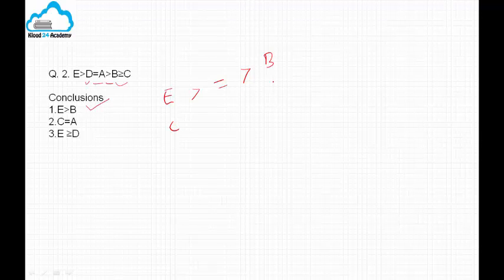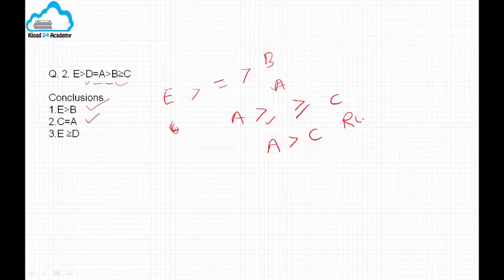So between C and A now. They have asked between C and A, but we have A and C. In the question, we are given A and C, and in the conclusion, they have asked C and A. So we'll first try to identify what's there between A and C as given in the question. It is greater than or equal to. So rule of ranking, pure symbol. So A is greater than C. But in the conclusion we are given between C and A.